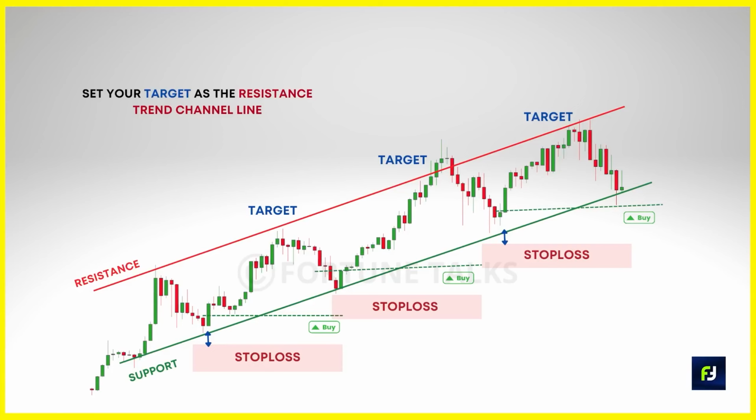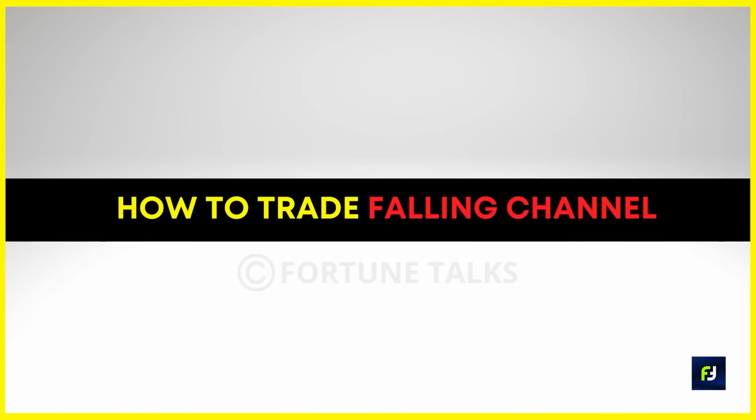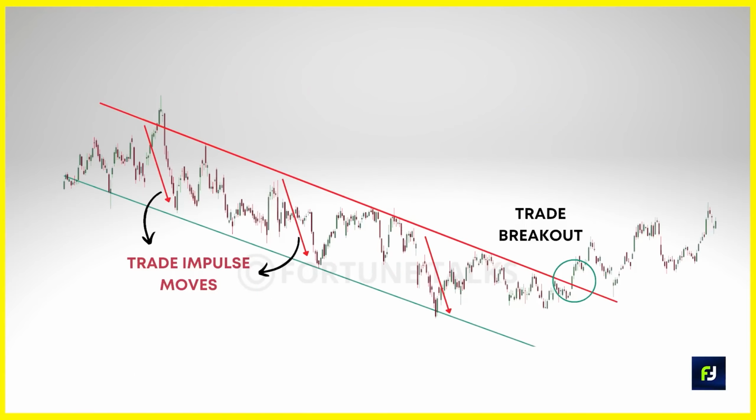You can also trade the correction move from the uptrend line, but I don't generally recommend doing so. Now let's briefly discuss the trading criteria for a falling channel pattern. Now, similar to a rising channel, you can take two types of trades when it comes to falling channel patterns.